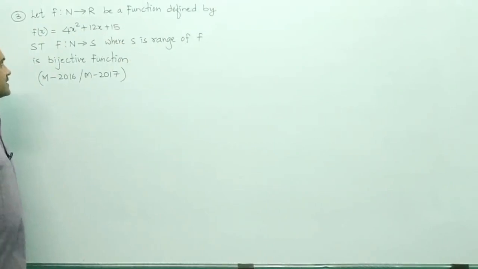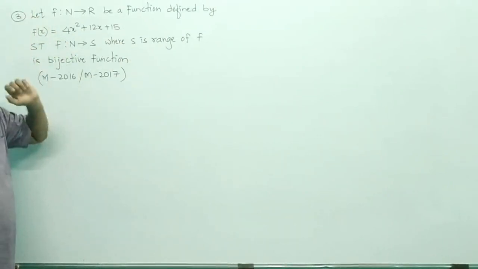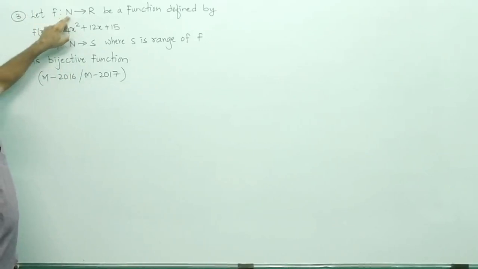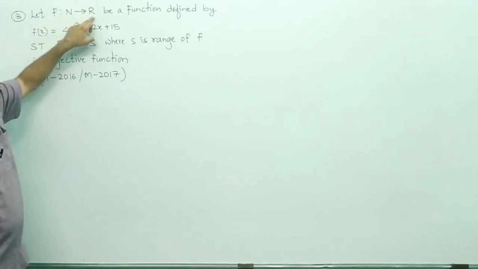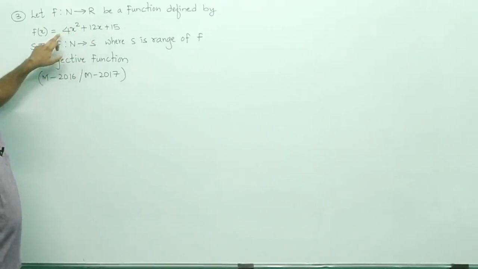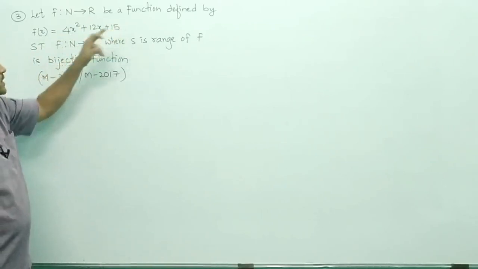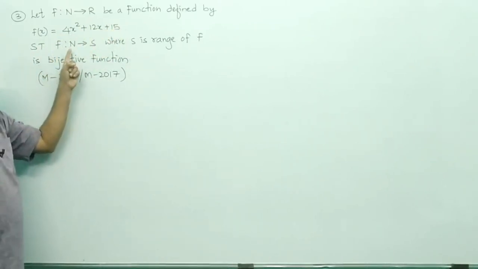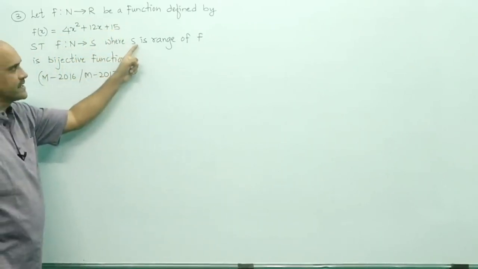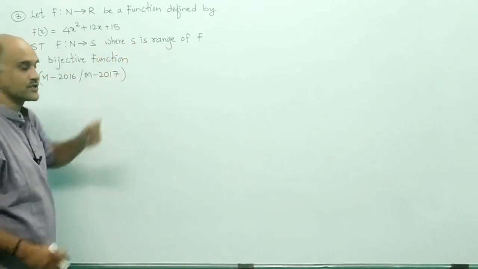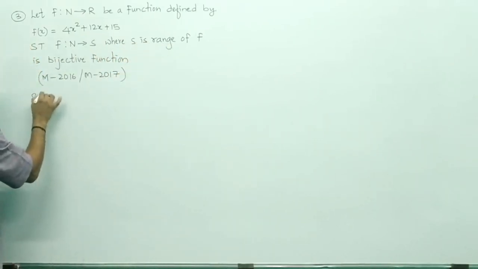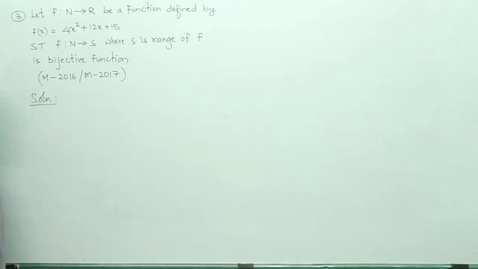So now if I take the third one, this has appeared twice in the annual exam. A function from natural to real. Here he has defined a function, a quadratic term, 4x square plus 12x plus 15. Show that the function from N to S, where S is the range of the function. In the last video we have solved two problems similar to this.